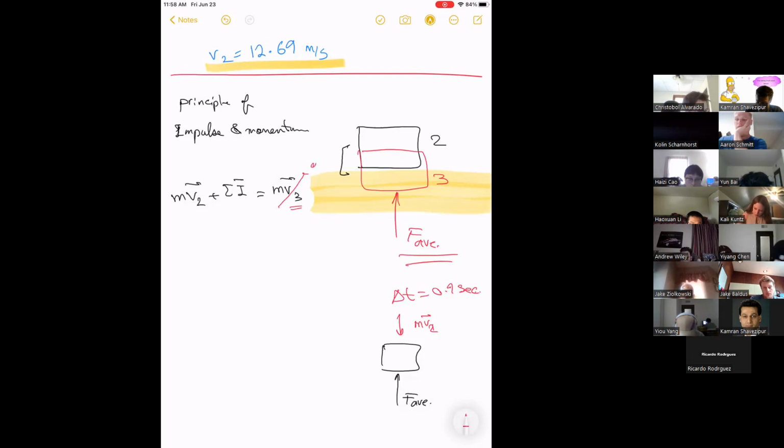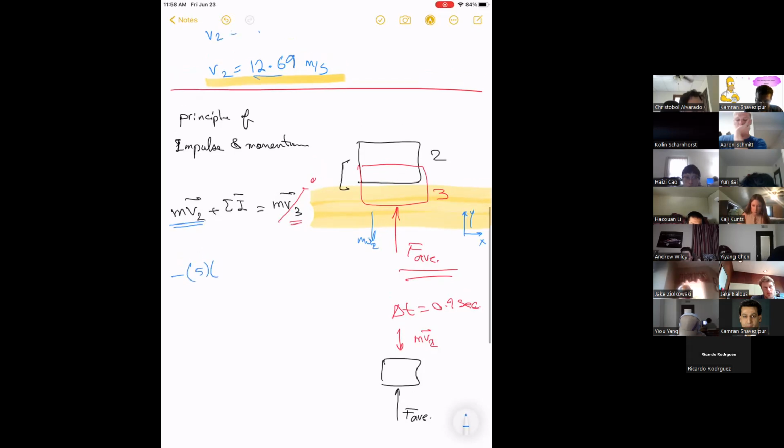Now, because this is a vector equation, I'm going to have to use a positive direction. Let's say this is x and this is y. So the positive direction goes up, which means my linear momentum that goes down is negative. So you're going to get minus, how much was the weight of the block? 5 kilogram, 5 times velocity, which is 12.69, plus the impulse of the force.